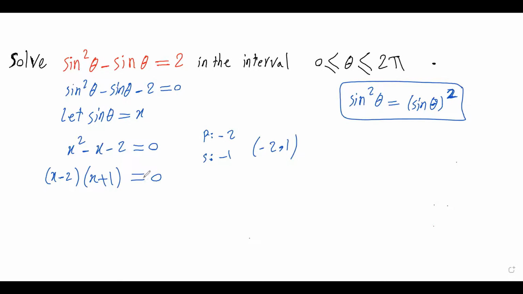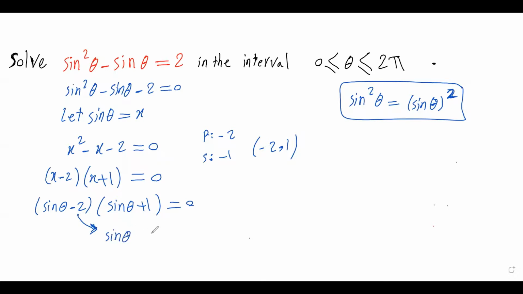After this step, now it's the time to plug in sine theta again instead of x. So I want to go back to my original equation. I know x is sine theta, so I need to plug in sine theta for x. I can say sine theta minus 2 times sine theta plus 1 equals 0. And now in order to solve this, we have to set each factor equal to 0, as you know.